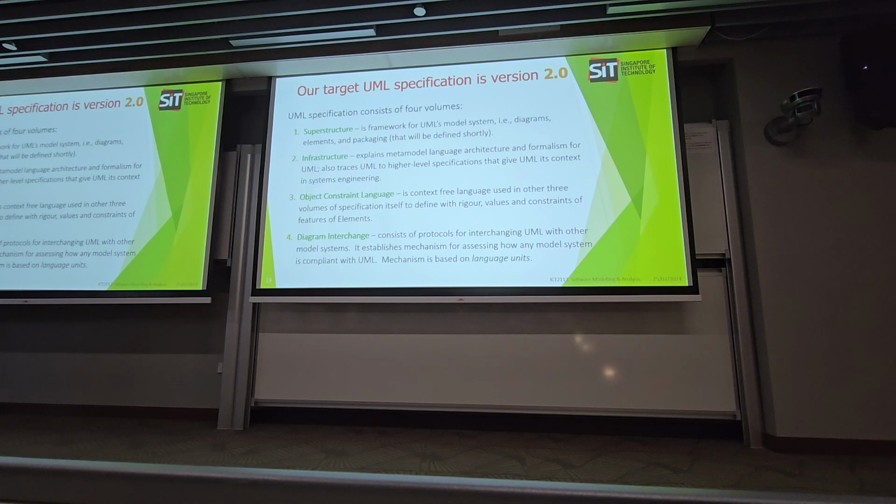Now, it contains 4 volumes. So when you say UML, it doesn't really point to anything. It's 4 volumes. Which part of UML are you referring to? So there are superstructure, infrastructure, constraint language, and then a diagrammatic interchange volume. So basically, the one you want to know is the superstructure.